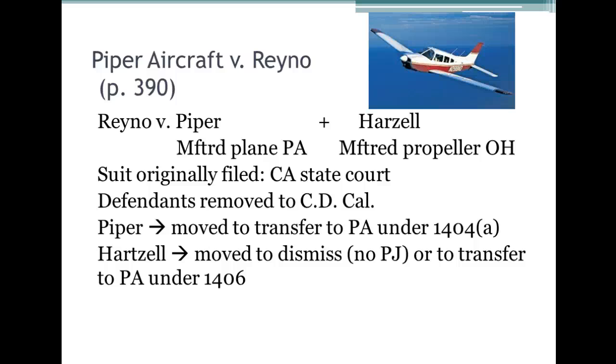And the plaintiffs sue in California State Court. They sue both Piper, the company that manufactured the plane in Pennsylvania, and Hartzell, the company that manufactured the propeller in Ohio. So the defendants remove the case to the Central District of California on the basis of diversity, and then they tell the California District Court, we want to go to Pennsylvania. Piper moved to transfer under 1404(a), and Hartzell moved to dismiss for lack of personal jurisdiction, or in the alternative, to transfer the case to Pennsylvania District Court under 1406.